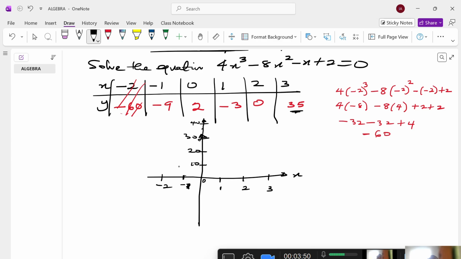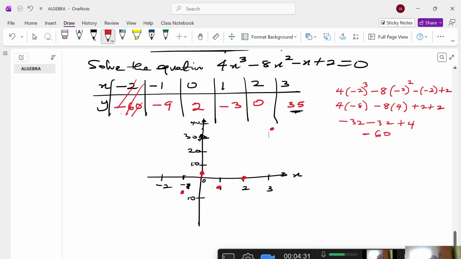Then this is also 10. So let me take my points. When x is minus 1, y is minus 9. That is this point. When x is 0, y is 2. It's going to be this point. I hope you guys get it. When x is 1, y is minus 3. It doesn't have to be perfect, but it should be sensible. Now, when x is 2, y is 0. When x is 3, y is 35.